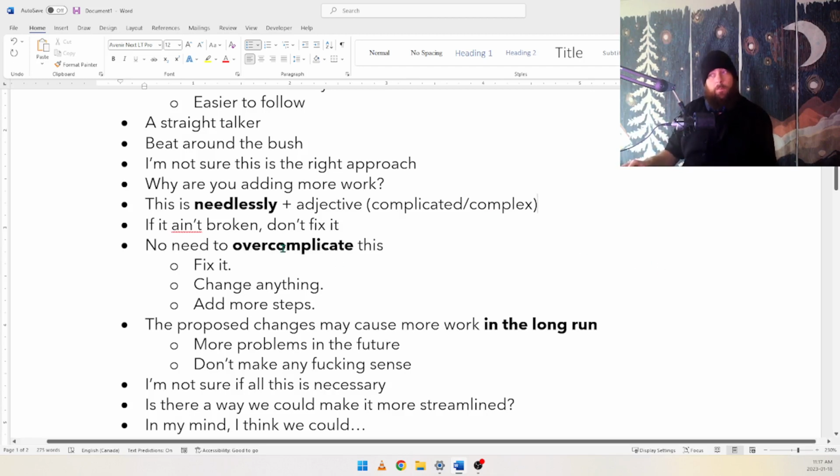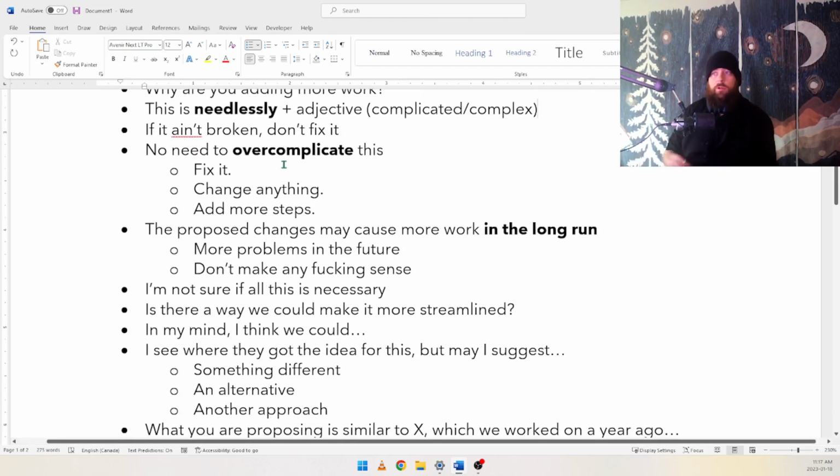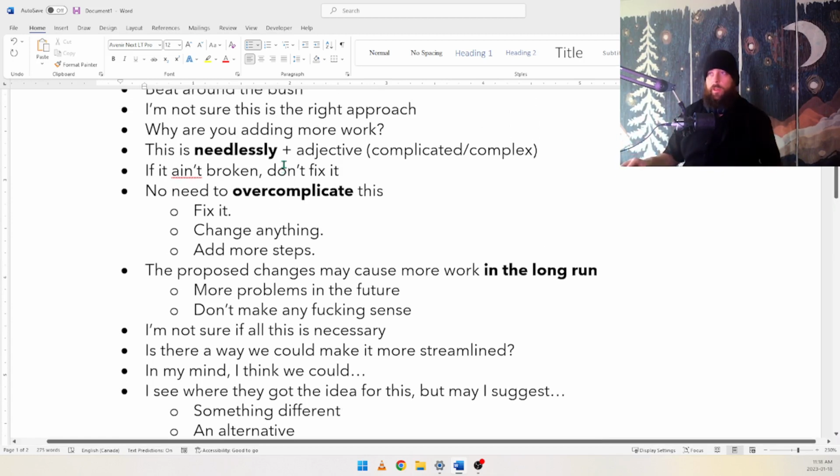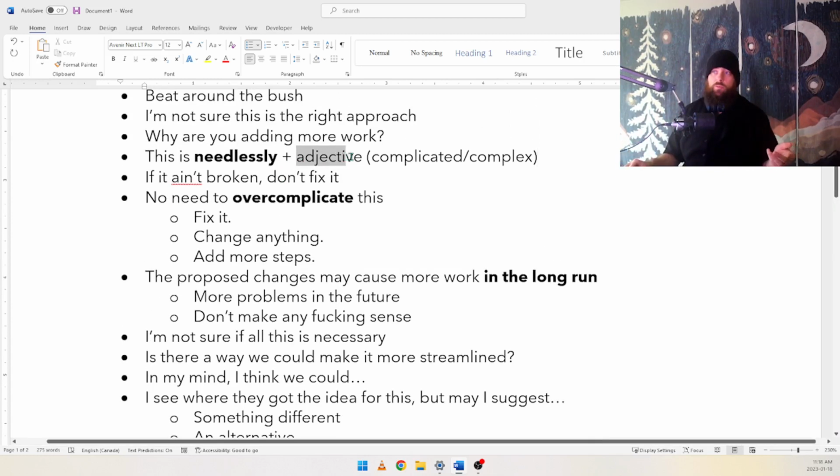No need to overcomplicate. Lovely verb. No need to change anything. No need to add more steps. No need to plus verb. Wonderful one there. And just to go back to this one up here.